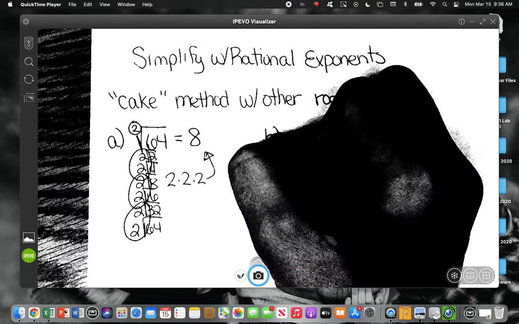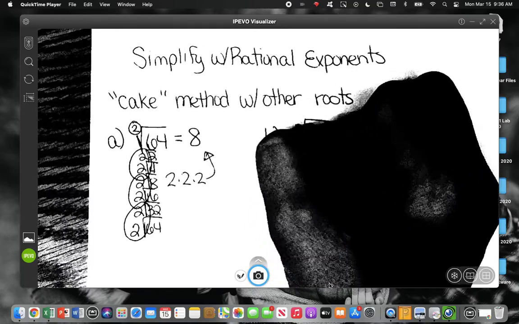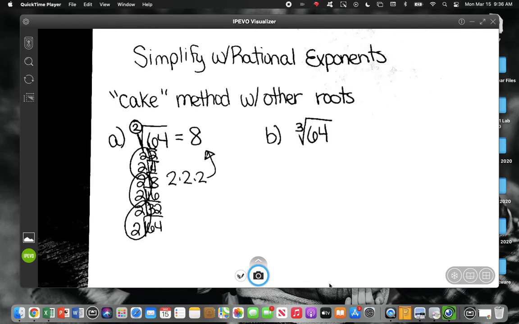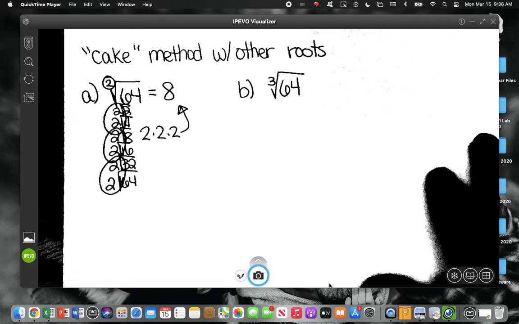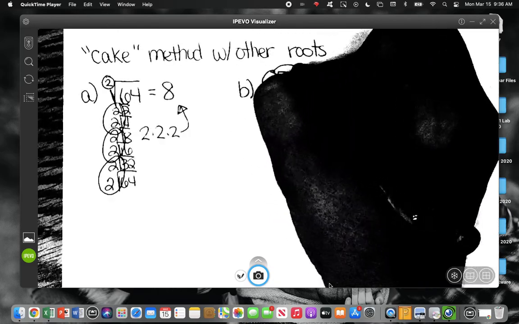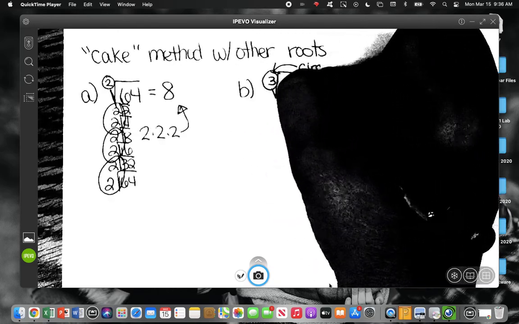We can also do this with the cube root of 64. So we still cake with the prime numbers like we would, but instead of circling pairs in a third root, we're going to circle groups of 3.